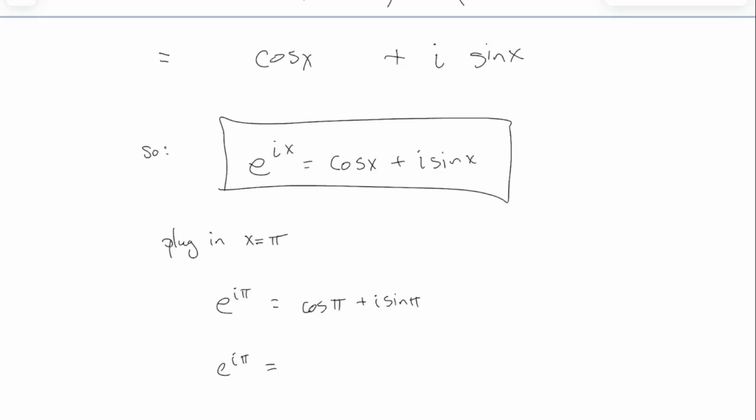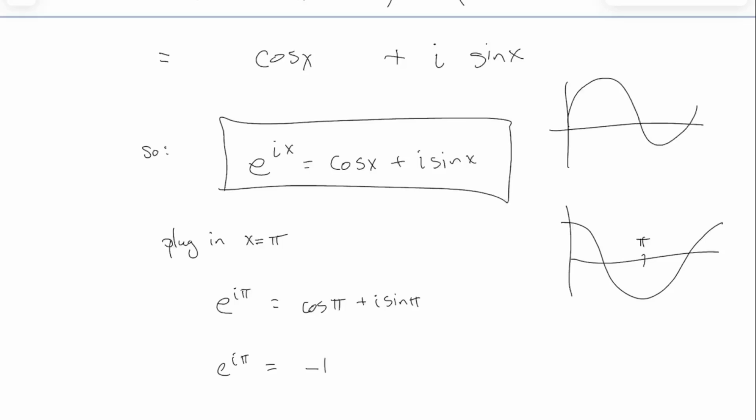Negative. It is -1. Yeah, cosine goes down like that, right? This is pi. So this is -1. And the sine of pi? 0. Yeah, sine of pi is 0. That's this one, right? So that's it, actually. It's right here. Huh?